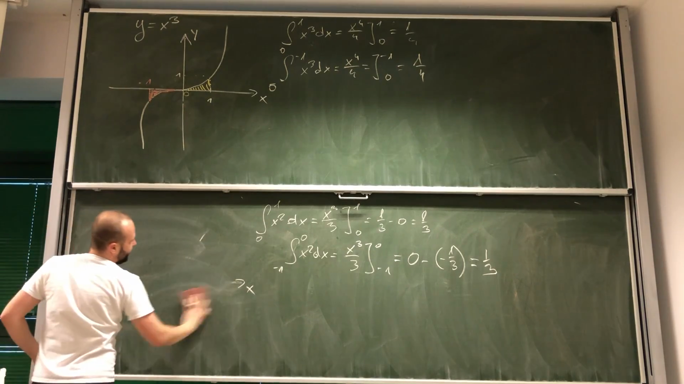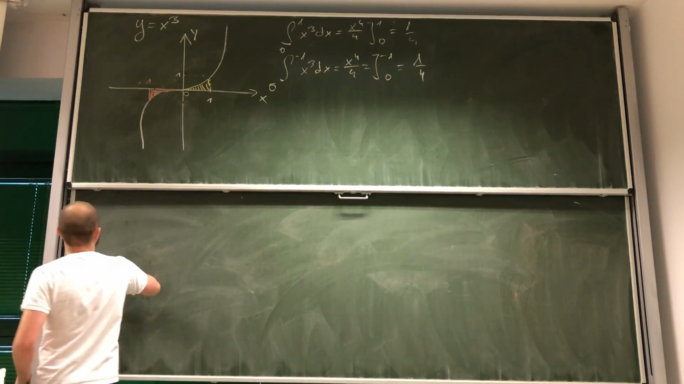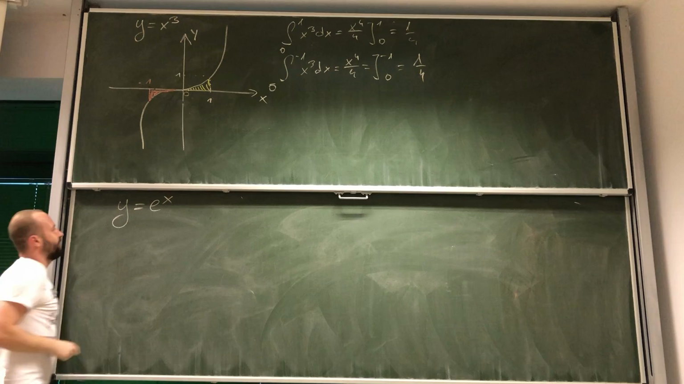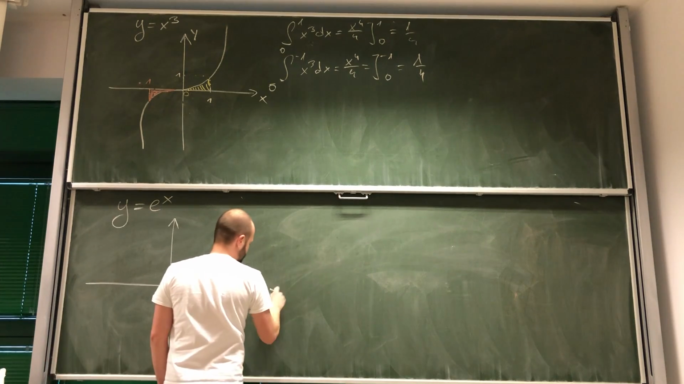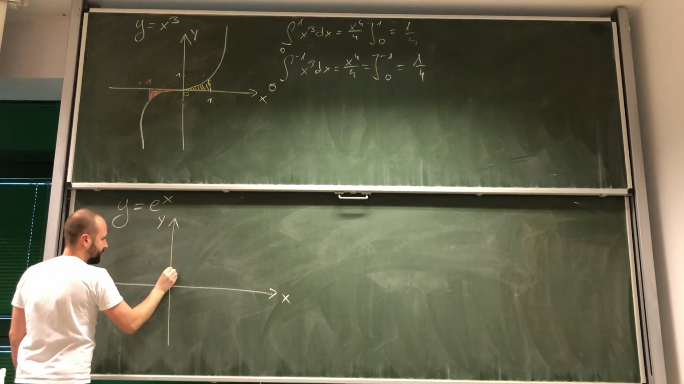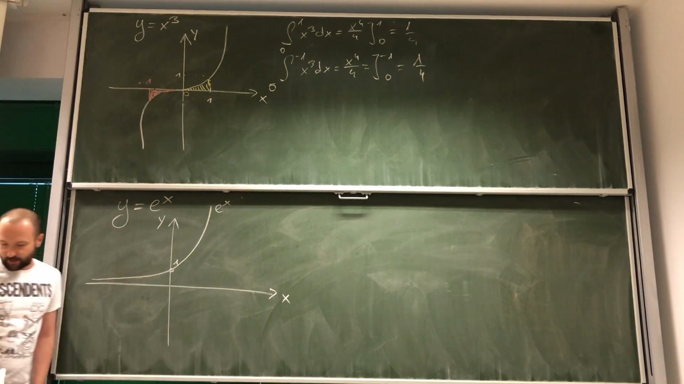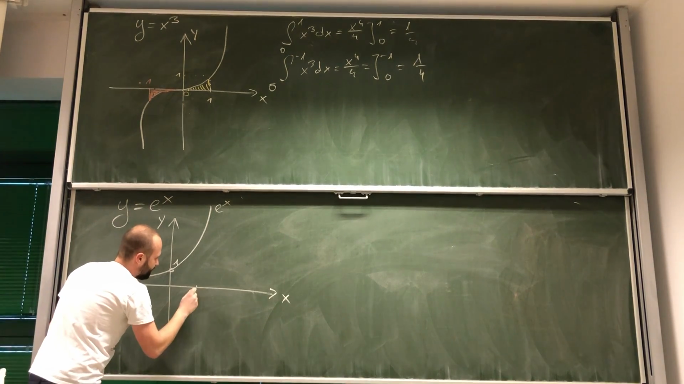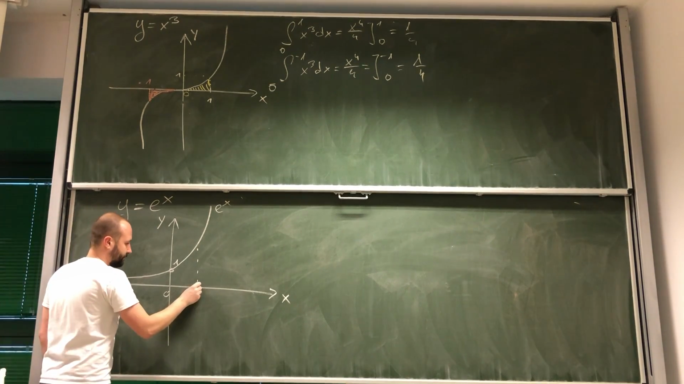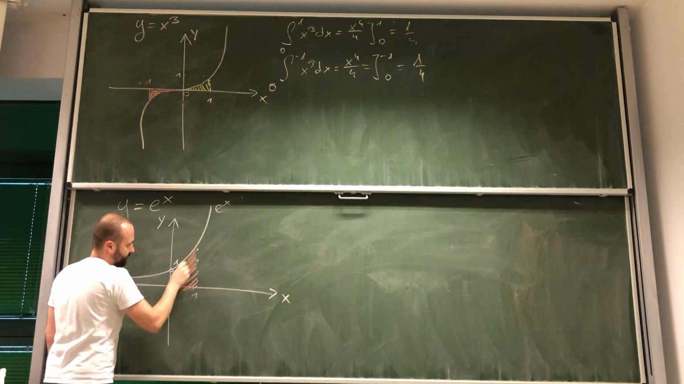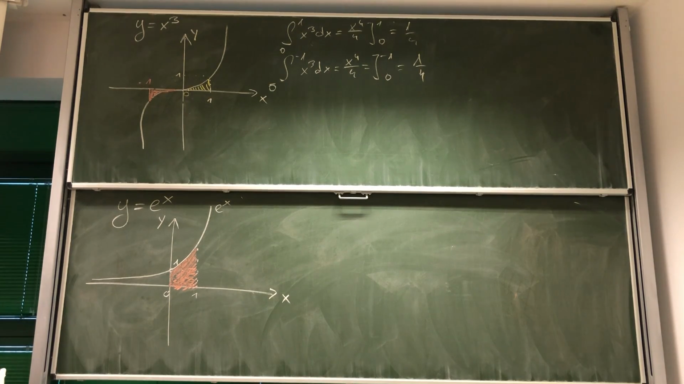Okay, so let's try something we haven't done yet. Okay, how about y equals e to the power of x? So, e to the power of x looks like that. It goes through 1. Okay, and let's start with this one. So what is between, again, what is between 0 and 1? So what is the size of this shape?